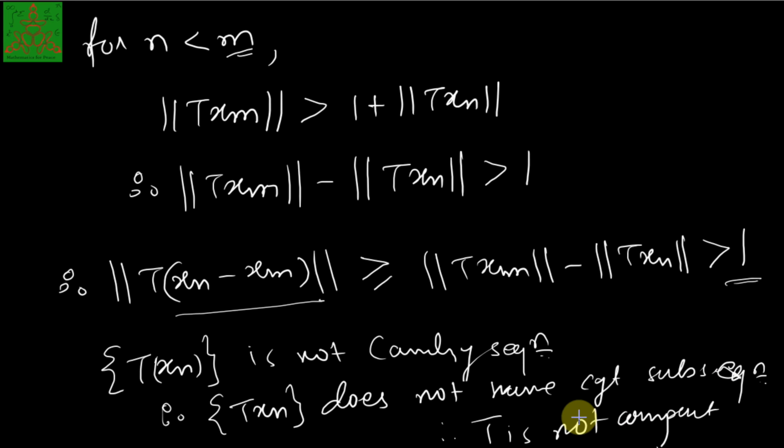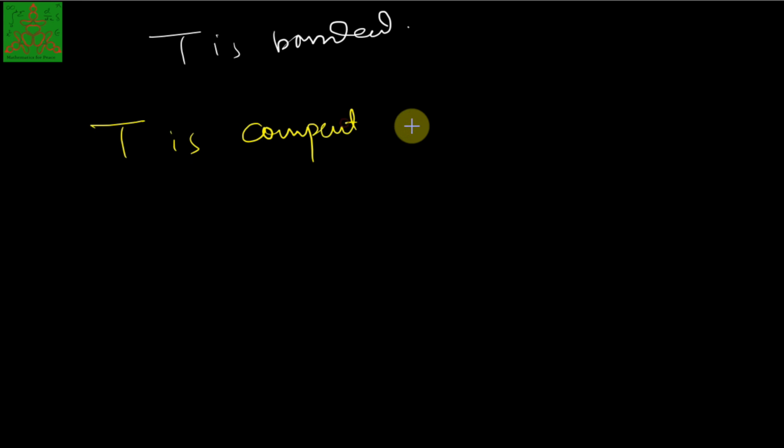It is a contradiction with the fact that T is compact, and therefore we can say that T is... So here we have proved that T compact implies T is bounded. Obviously one can ask the question: is the converse of this result true?